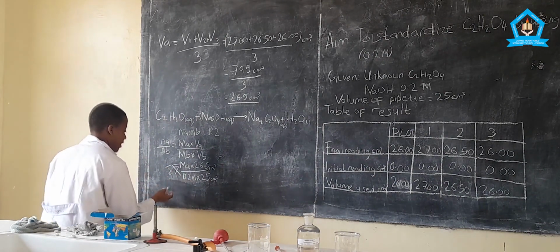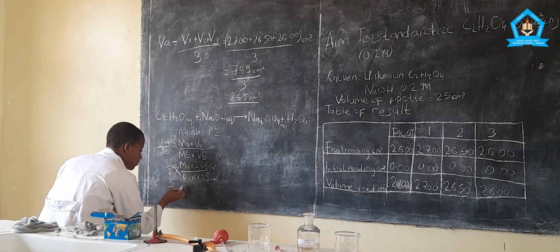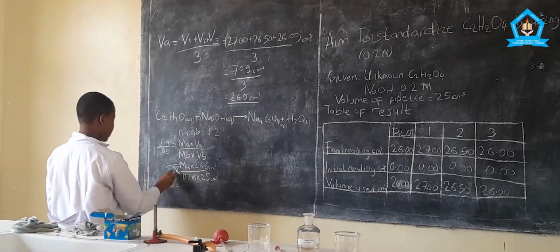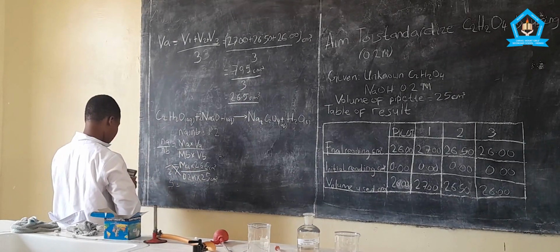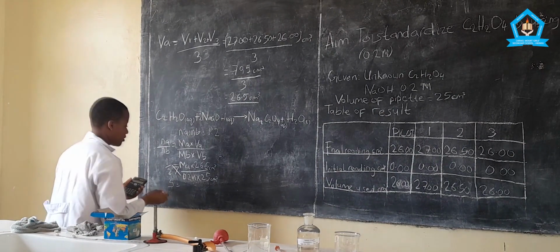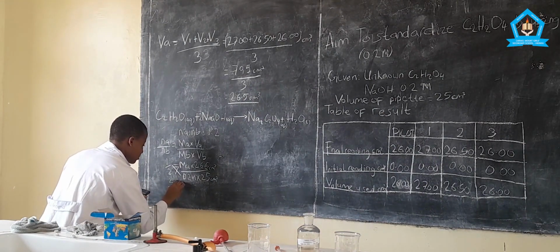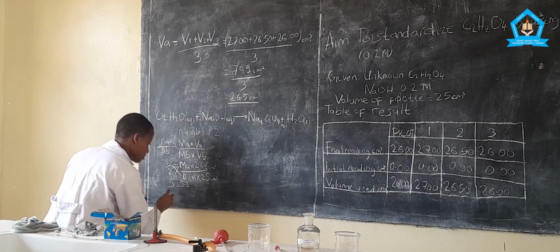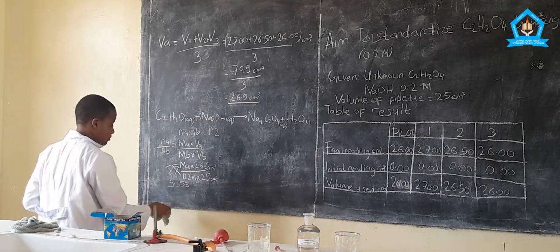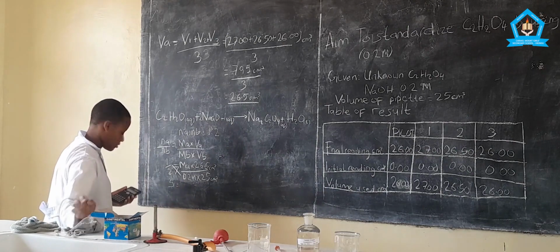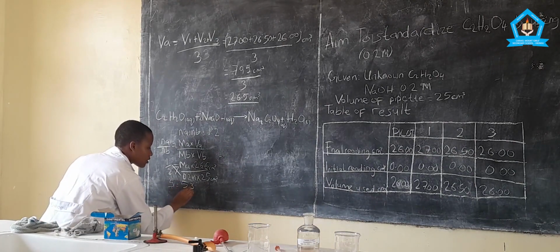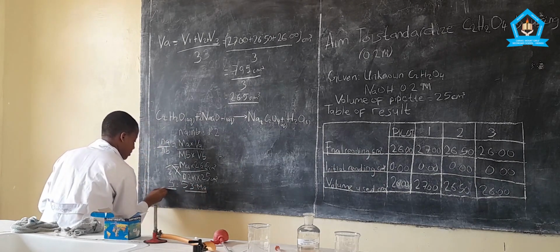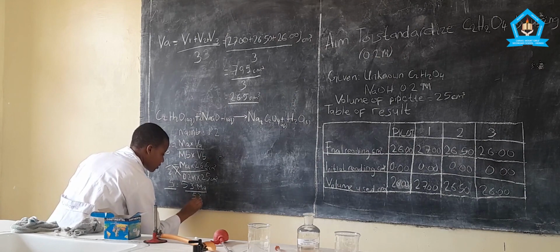From there, on cross multiplication, 0.2 times 25 is 5, which is equal to 26.5 times 2, which is 53, times MA. Divide 53 by 53.